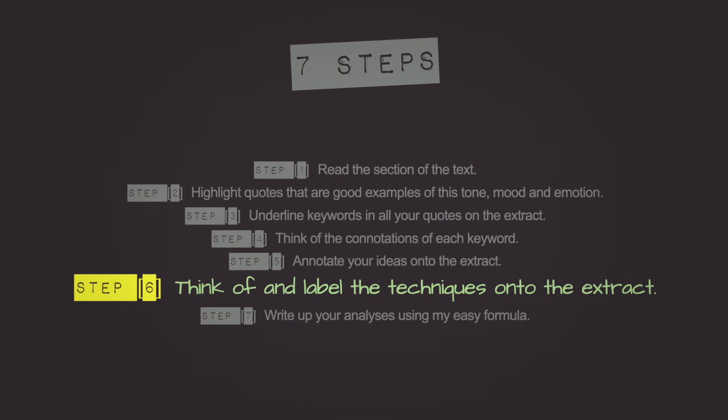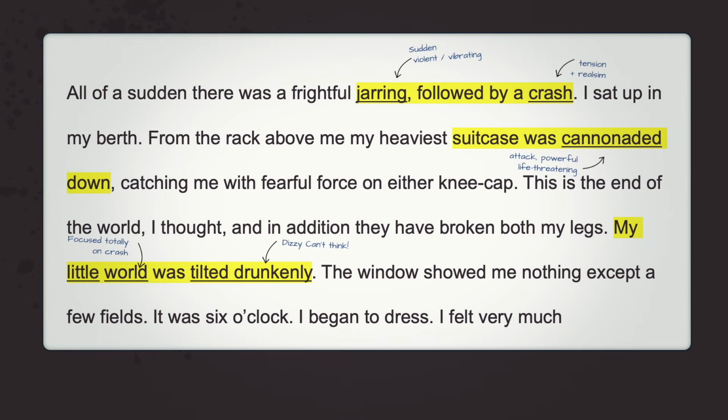Step 6. Think of and label techniques onto the extract. Now, it's time to think. Never look for techniques first, you might technique spot. Technique spotting is pointing out techniques that have nothing to do with the question or that are not fully analyzed for effect. Annotate your techniques onto the extract like this. If you need more help on techniques, stick around for the deep dive guide in a few minutes.